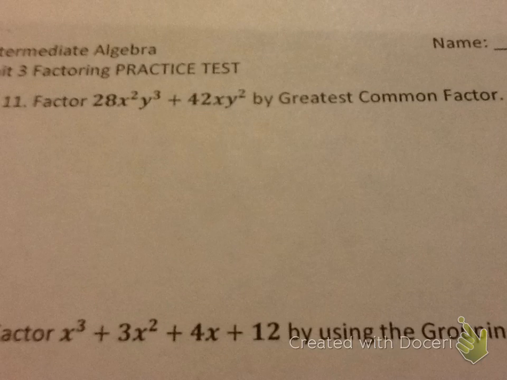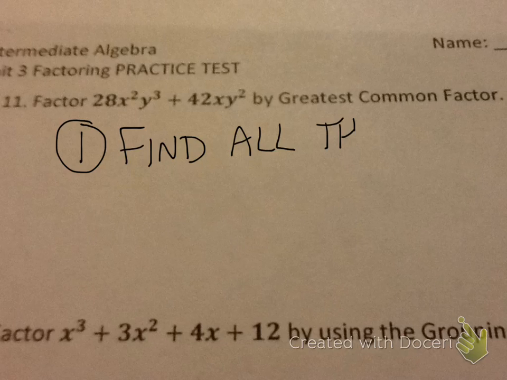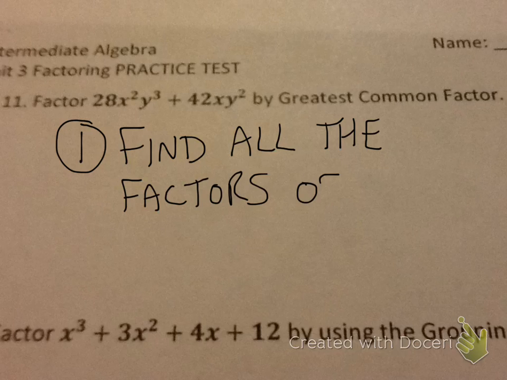Problem number 11 on our practice test asks us to factor 28x squared y cubed plus 42xy squared by the greatest common factor. In order to factor by the greatest common factor, we have a couple steps. The first one is we need to find all of the factors for each term.